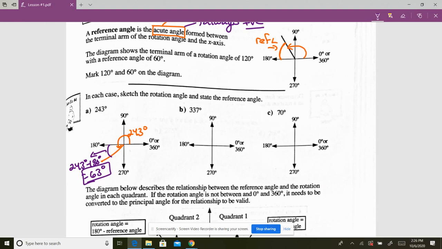B, 337. Which quadrant am I in? Four. I've rotated 337 degrees. My reference angle is this bit right here, because it's always back to the x-axis or forward to the x-axis. Doesn't have to be back. What's that angle? 23 degrees.